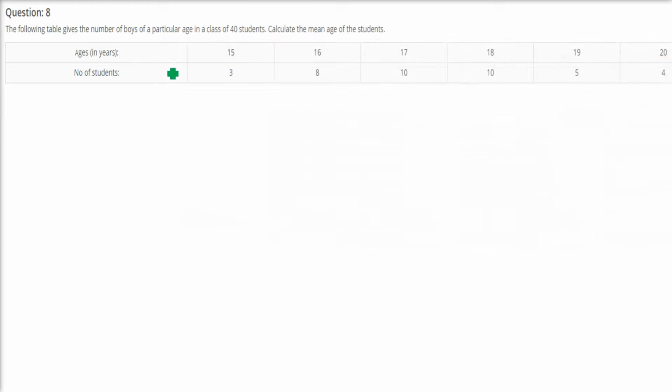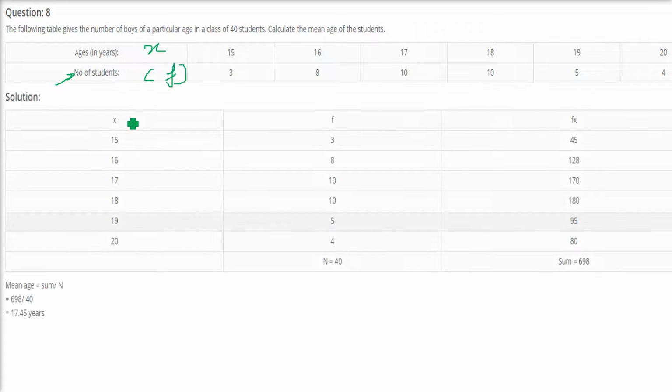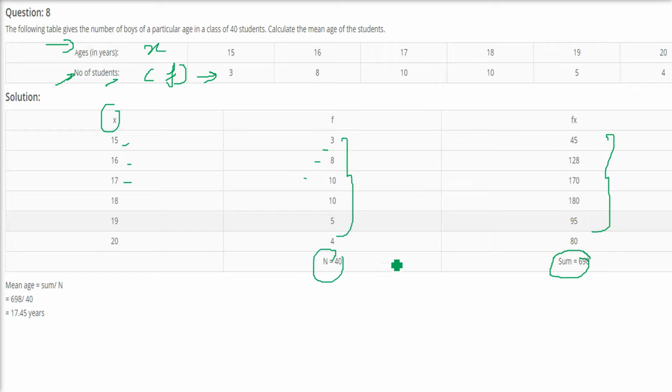Now here we have a table which gives the number of boys. This is the number of boys of a particular age in a class of 40 students. So this is the number of students, that is the frequency, and ages is the x, age in years. So we'll write x as a column under x and this row as a column under f. Now we multiply each and every corresponding element as I indicated earlier, and then we write here, then we add them. This is sigma fx, and when we add the frequencies, this is sigma f. So 698 by 40 will be 17.45. This is the mean age, the average age of the students.